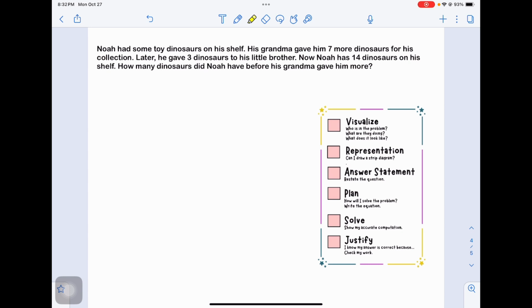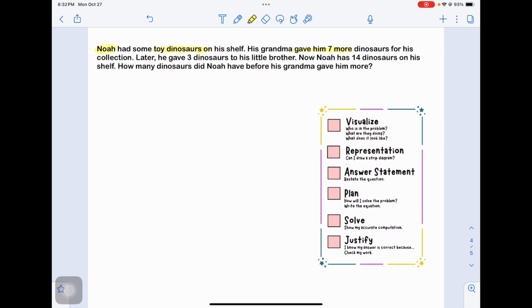All right, this is a big problem, so we're going to chunk our problem and try to make it make sense before we do any type of problem solving. So who is our story about? It's about Noah, so we're going to highlight that. And what are we trying to figure out? Toy dinosaurs. That's our unit. That's our label. His grandma gave him 7 more dinosaurs. So we know gave him, that means we're adding to how many dinosaurs he already has.